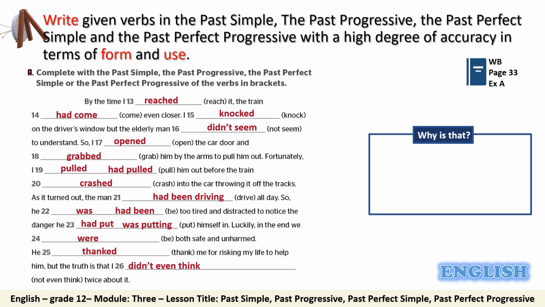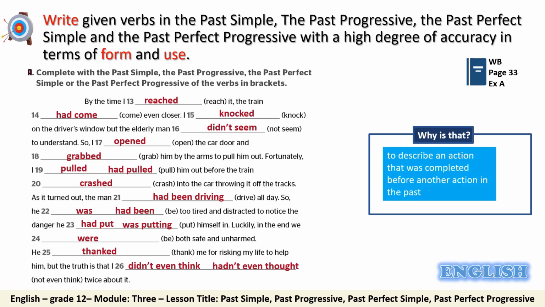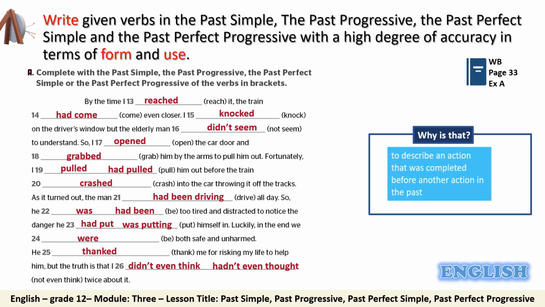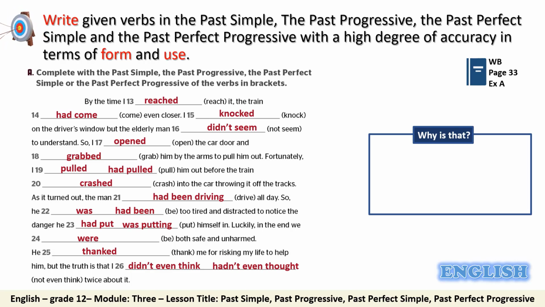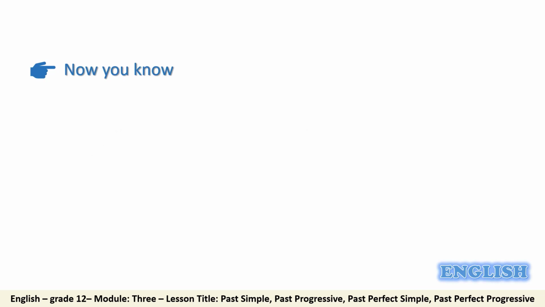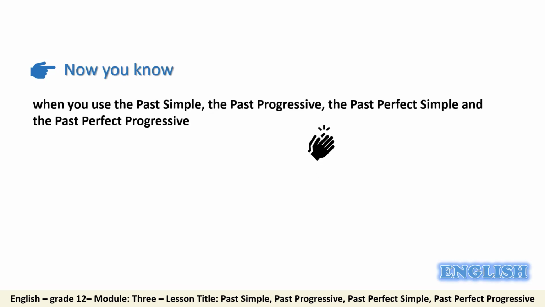However, for space 26, we can write hadn't even thought, because the past perfect simple here indicates that the action was completed before another action in the past. Now you know when you use the past simple, the past progressive, the past perfect simple, and the past perfect progressive.